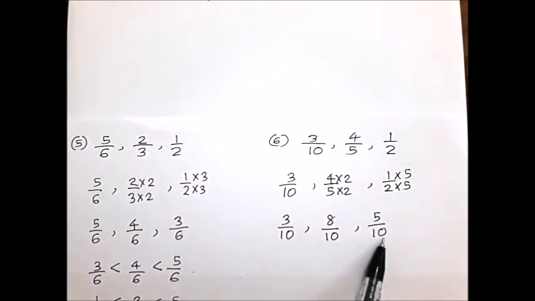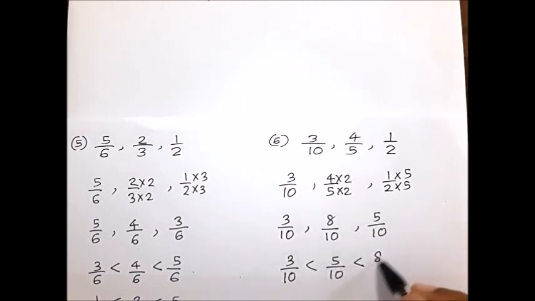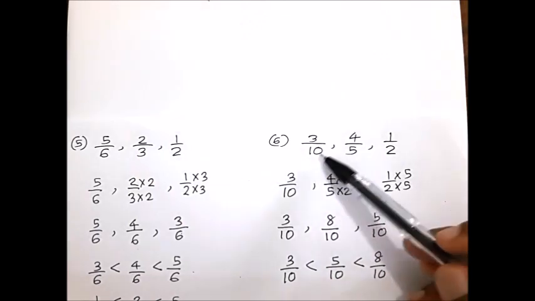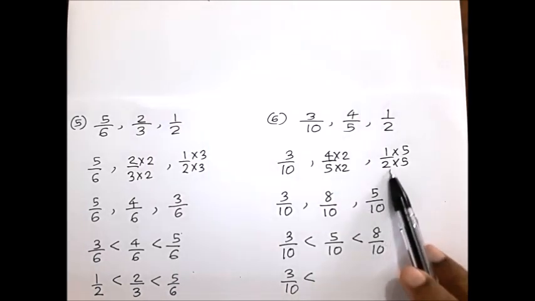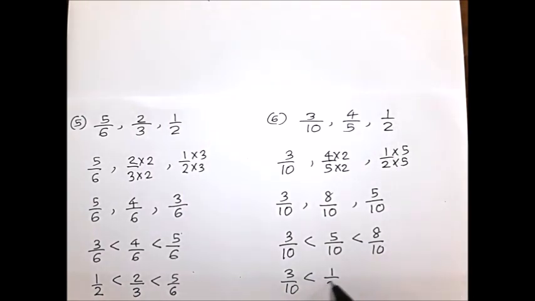Now denominators are same. You have to compare numerators. This one is the smallest numerator. So 3 over 10 is the smallest one. Next one is 5 over 10 and largest one is 8 over 10. Now write original fractions for these three. 3 over 10. It is in the question. So write it the same. 3 over 10. For 5 over 10, 5 over 10 is here. Original one is half. Then 8 over 10. It is here and the original one is 4 over 5. This is the answer.